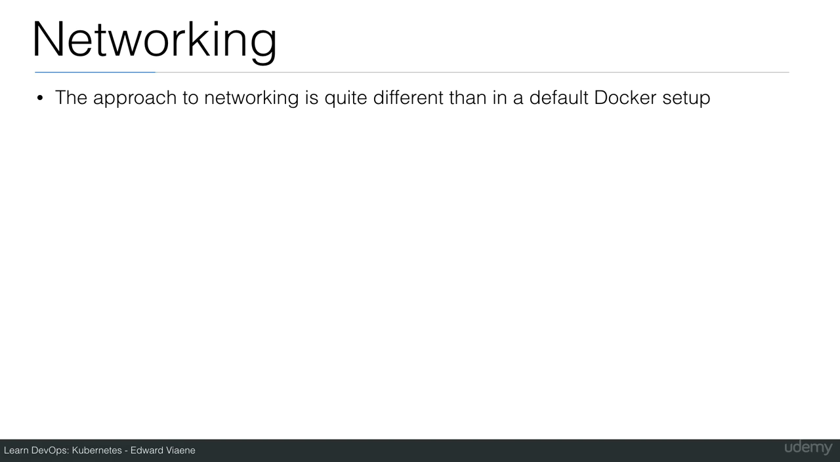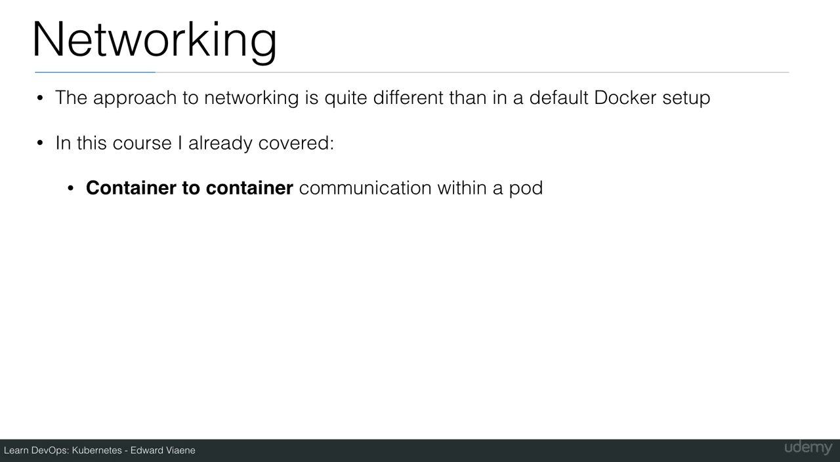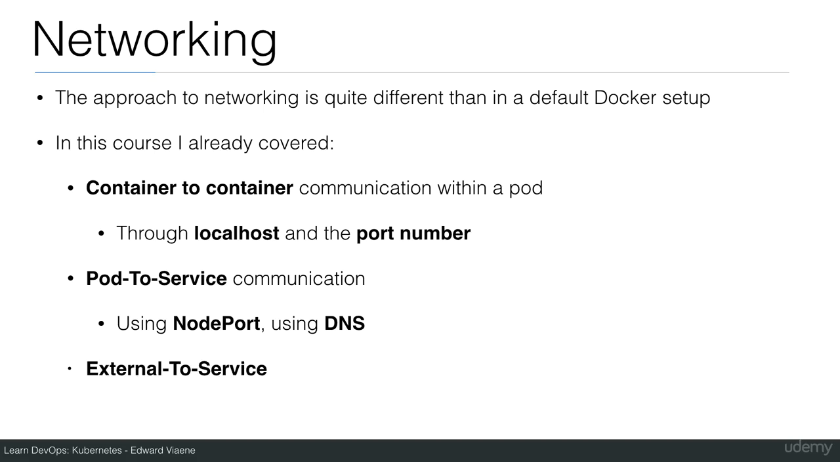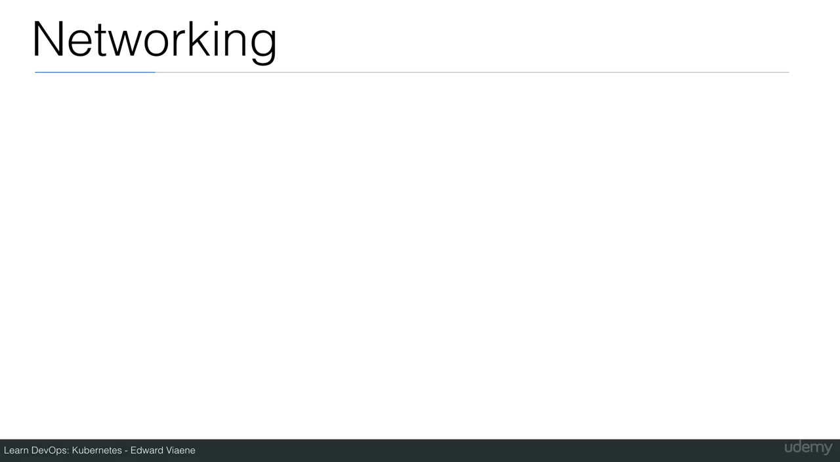Let's talk a little bit about networking. The approach to networking is quite different than in a default Docker setup. In this course, I already covered container-to-container communication within a pod that goes through localhost and the port number. I covered pod-to-service communication using node port, using DNS discovery, using the cluster IP. External to service using the load balancer, like the external load balancer on cloud. Ingress controller is also an example, or just the node port.